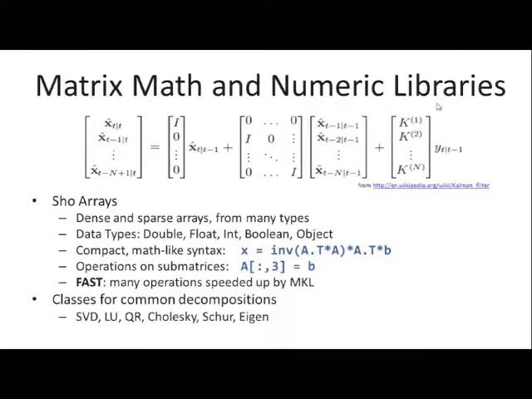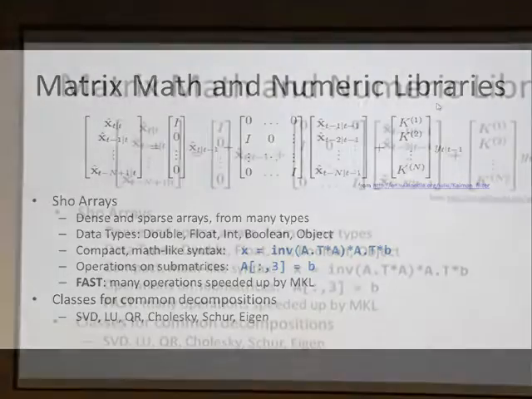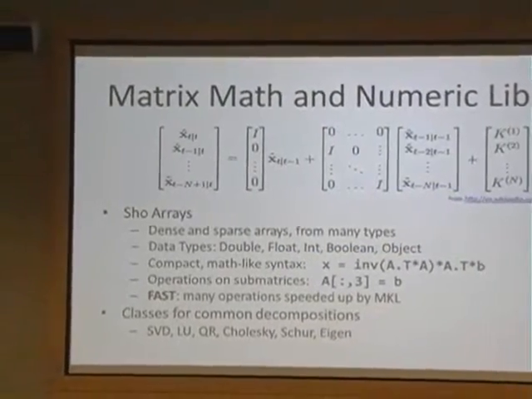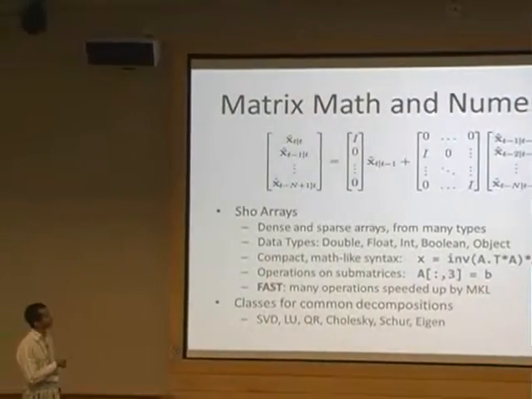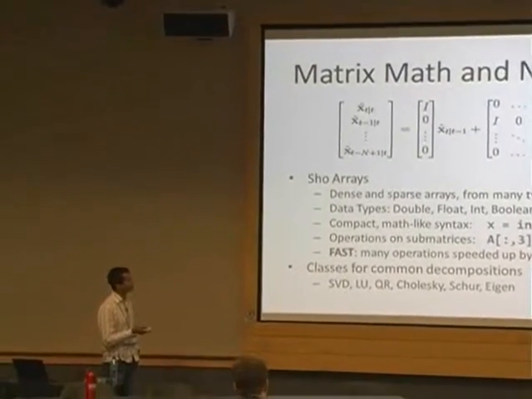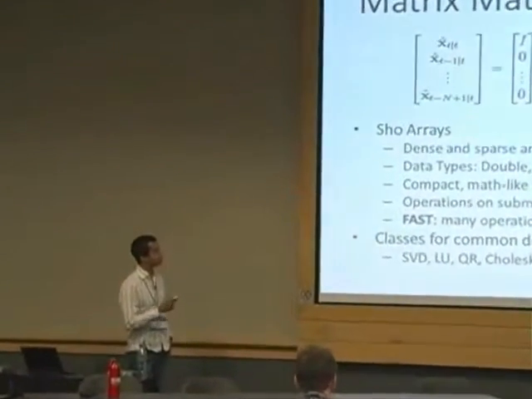So let's go through some of the capabilities that Show has built in under the hood. We definitely have the math and the numeric libraries that you'd expect, both dense and sparse, lots of different types that you might want to use. We have the math-like syntax, operations and submatrices, and our underlying math is actually sped up by Intel's Math Kernel Libraries, which makes it very fast for most kinds of things. And we have all the decompositions you'd expect: SVD, LU, Cholesky, those kinds of things.